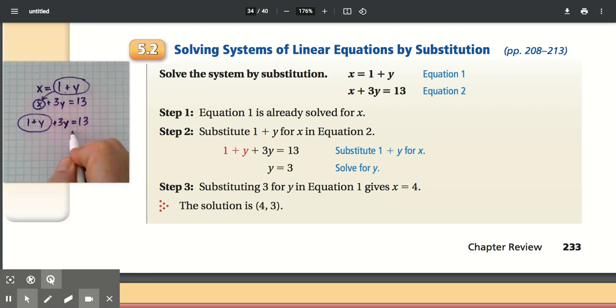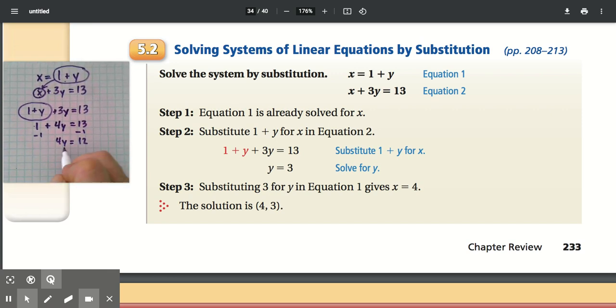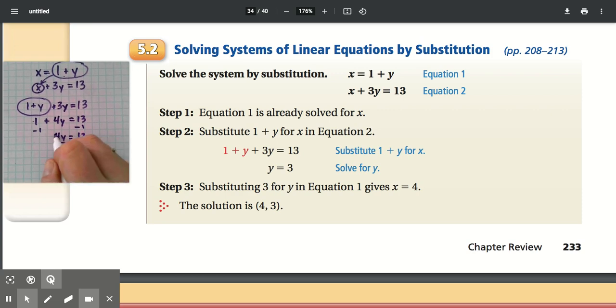So we're going to combine like terms. y plus 3y is 4y. We still have the 1, and that's all equal to 13. Now we want to get y by itself, so we're going to say, what's the opposite of adding 1? Aha, subtracting 1. Then we have 4y equals 12. And to get y alone, we're going to divide by the coefficient out in front of y. When we do that, we have y equals 3.